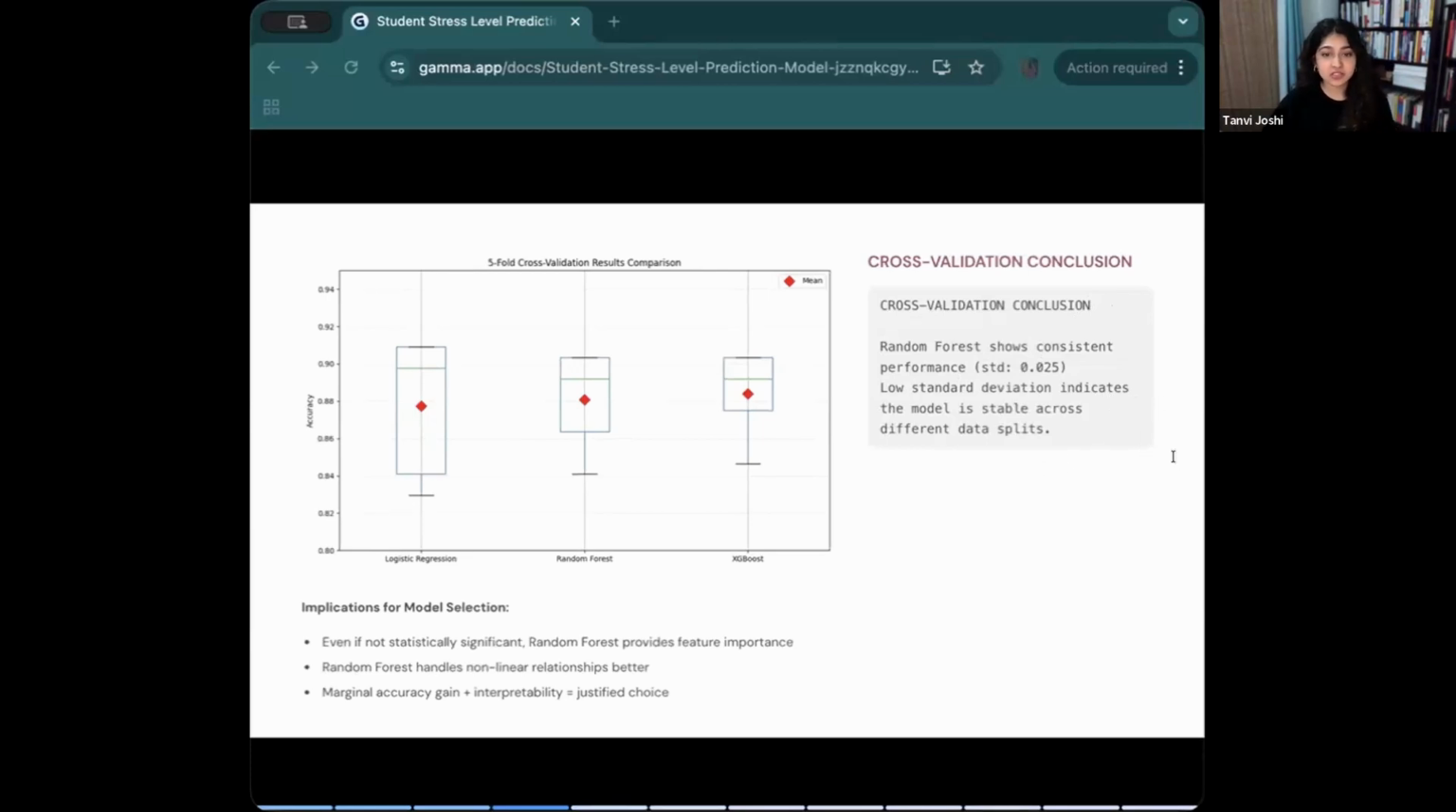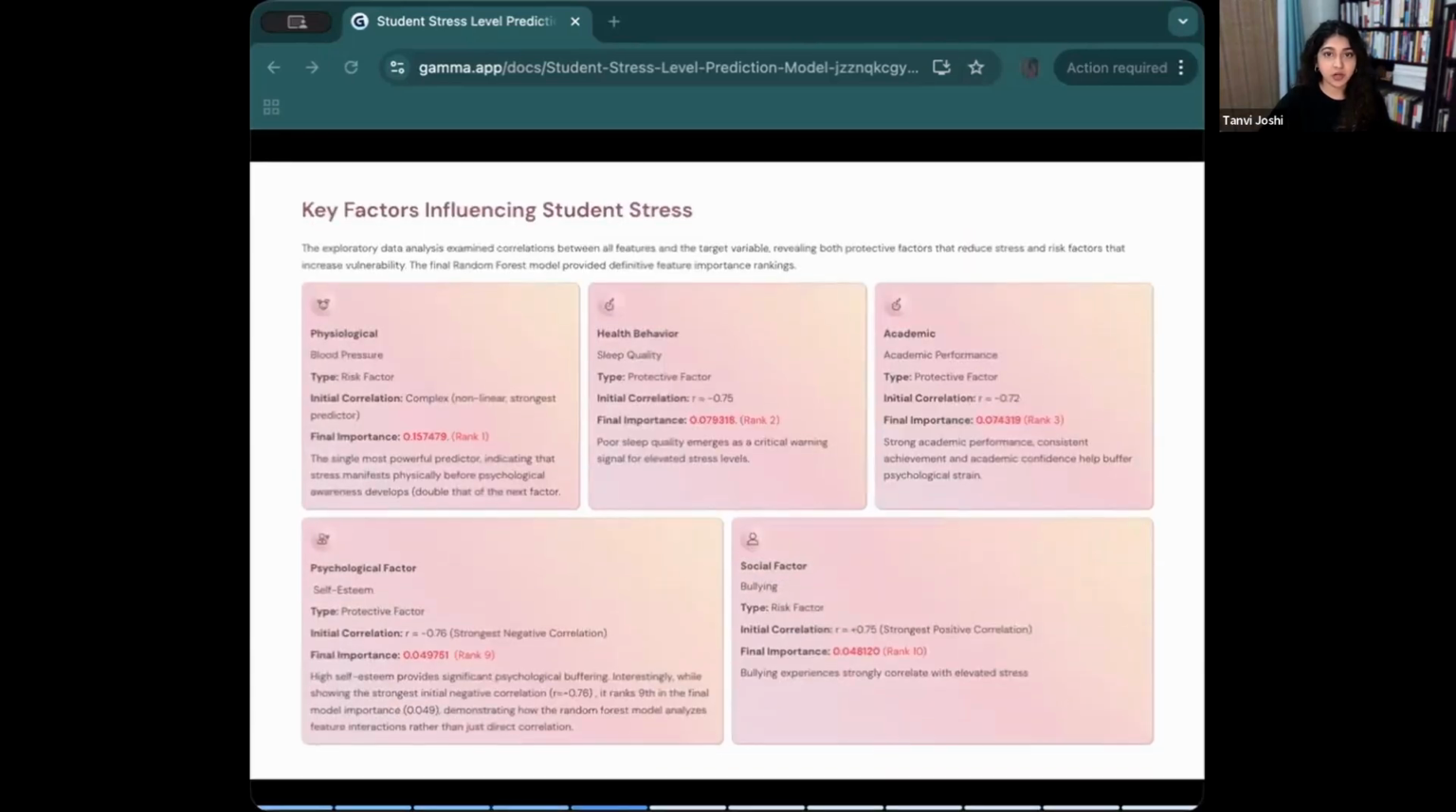One, stress is not linear; you can't determine stress by just one thing. Stress is very complex, and random forest captures these non-linear complications a lot better than logistic regression can. Two, explainability. Random forest provided robust feature importance, which is critical to explaining why a student is stressed, not just that a student is stressed, but why it's happening.